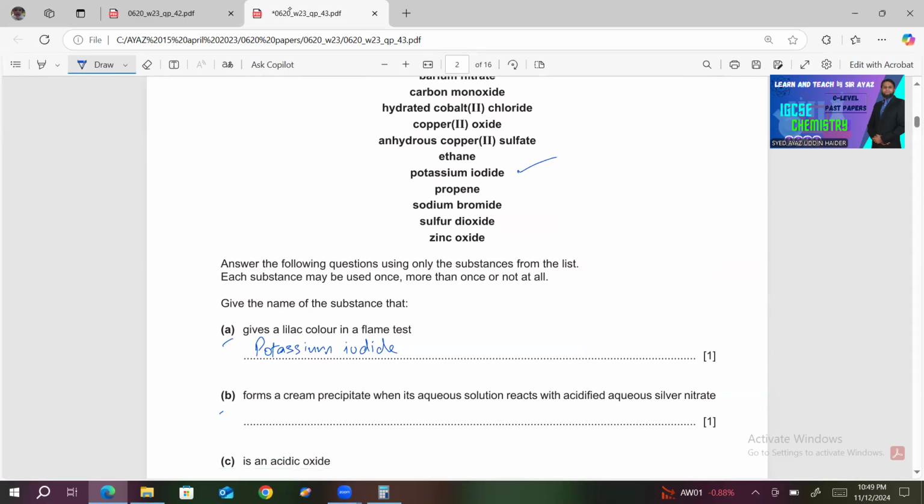B. Forms a cream precipitate when its aqueous solution reacts with acidified aqueous silver nitrate. The test with silver nitrate is used to identify the source of halide ions, Cl negative, Br negative, and I negative. Cl negative forms white precipitate, Br negative forms cream precipitate, and I negative forms yellow precipitate. So for the cream precipitate, I have to look for the bromide salt, and we have sodium bromide here. So I will write sodium bromide in this case.